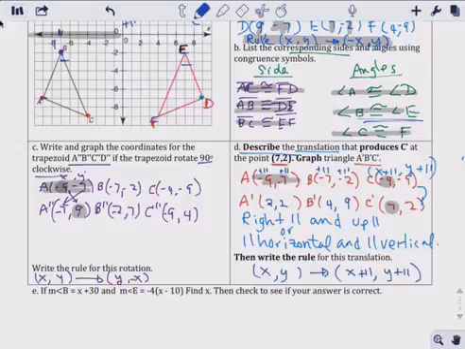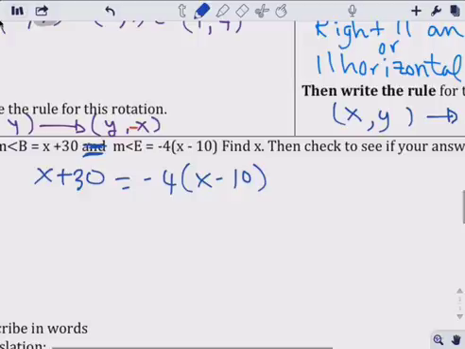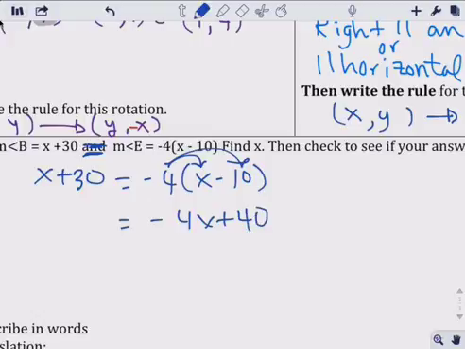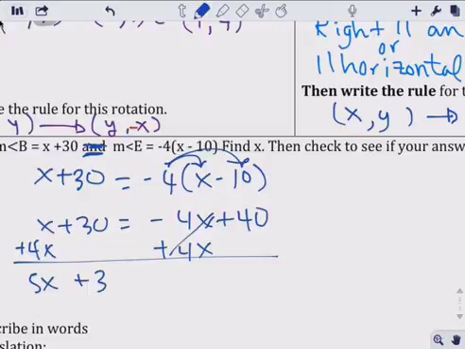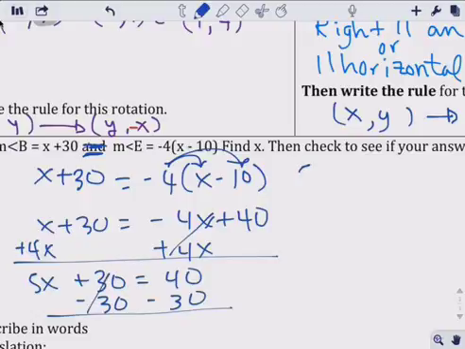We know they're the same, so we set the equation equal. x plus 30, because they're the same, you make it equal to -4(x minus 10). Okay, we distribute this first. -4x, distribute, plus 40, equals x plus 30. Add 4x to both sides. 5x plus 30 equals 40, minus 30, minus 30. 5x equals 10. And then x is 2, because 2 times 5 is 10.